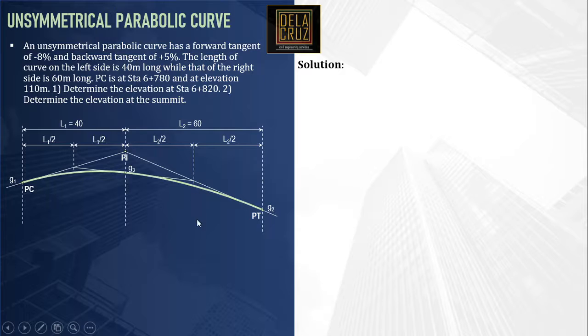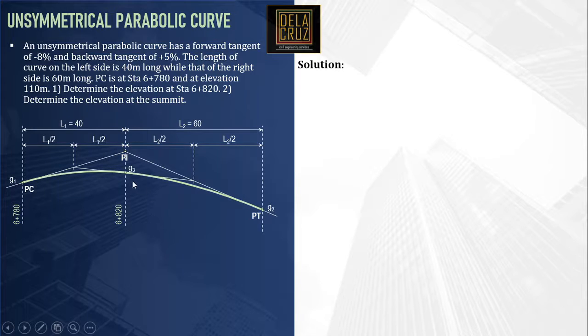So this is the grade of the common tangent, and we call that grade there as G sub 3. The grade at this point, no? At the point of common curvature. Okay. So we have there the station of PC is 6 plus 780, and of course we have the elevation there. Now notice that the stationing of 6 plus 820 will just fall under PI. Okay, this is our station 6 plus 820. By just considering that the difference of 820 and 780, that is equal to 40 meters.